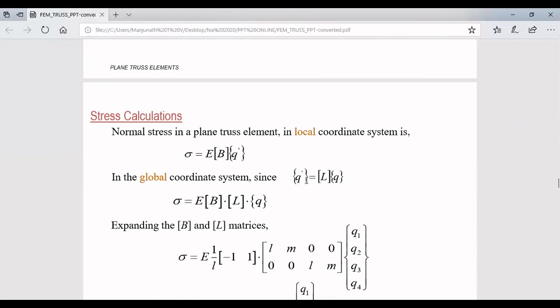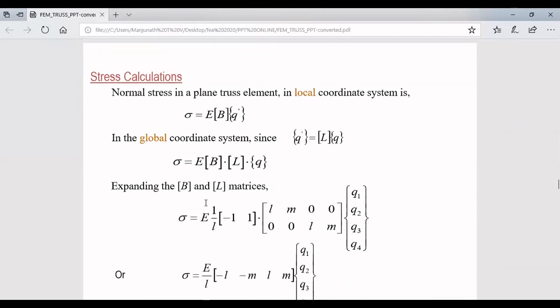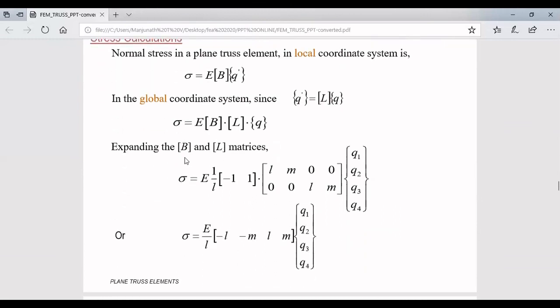The relation between local and global coordinate systems for the nodal displacements is given by Q dash equal to L into Q. In place of Q dash you can write L into Q. Then the equation becomes sigma equal to E B L into Q. Expanding B and L by substituting their values: B is the strain matrix, 1 by L times [-1 1], and L is the transformation matrix [l m 0 0; 0 0 l m], and Q is the nodal displacements in the global coordinate system, Q1 Q2 Q3 Q4.